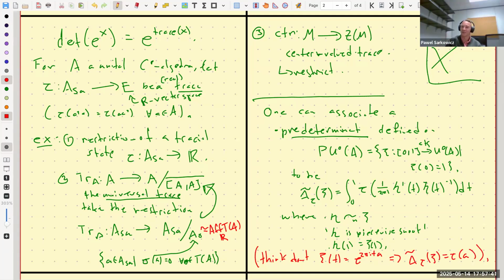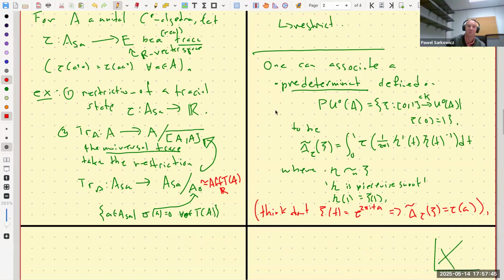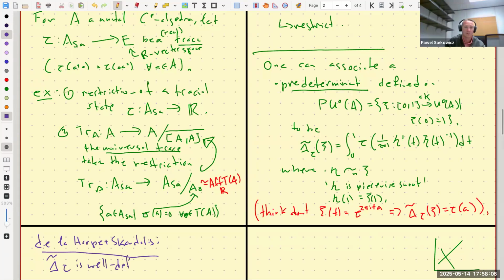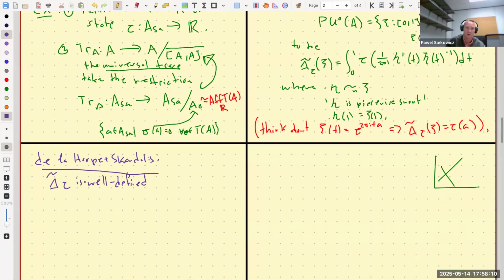And this map is homotopy invariant and all these things. It's well defined, but this is the work of de la Harpe and Skandalis. This is well defined. It's homotopy invariant with fixed endpoints. And it's actually a group homomorphism. Okay, this I'm calling the predeterminant. It's kind of bizarre, but it allows us to define an actual determinant.